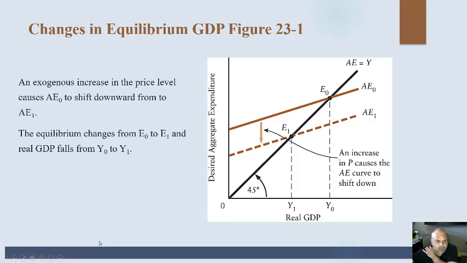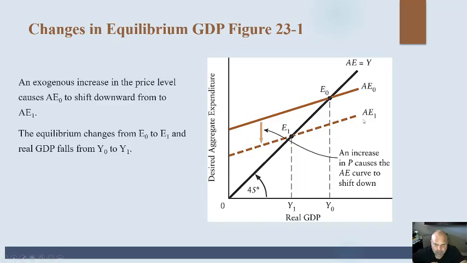Okay, so we have here a diagram where we have an aggregate expenditures function. We have AE1, AE0, and it's telling us that there's an exogenous increase in the price level. That's going to cause the AE0 to shift downwards from AE1. And so here the equilibrium would change from E0 to E1, and real GDP would fall from Y0 to Y1. So this is just reviewing what goes on if we actually have a change in the price level.